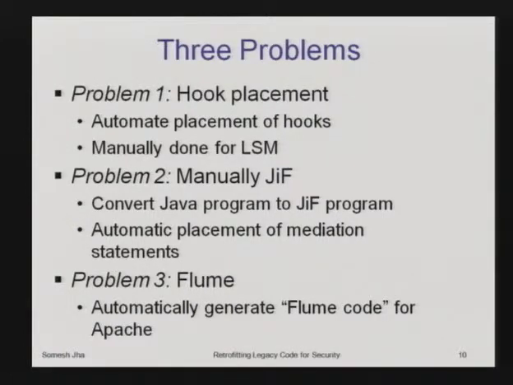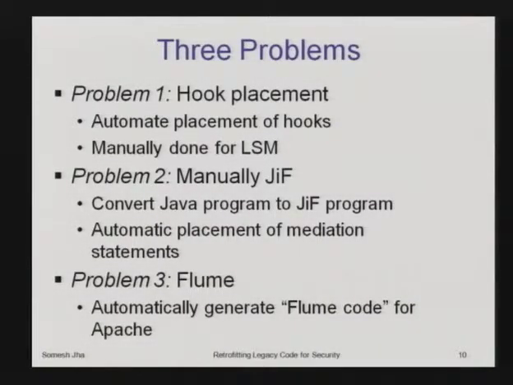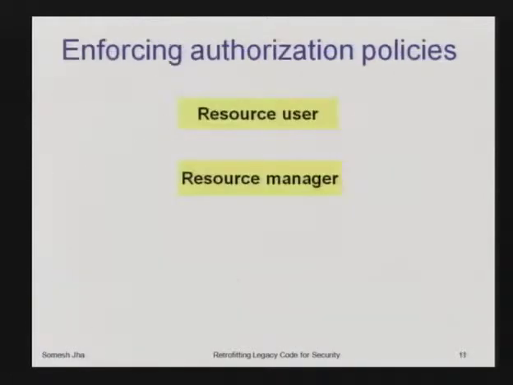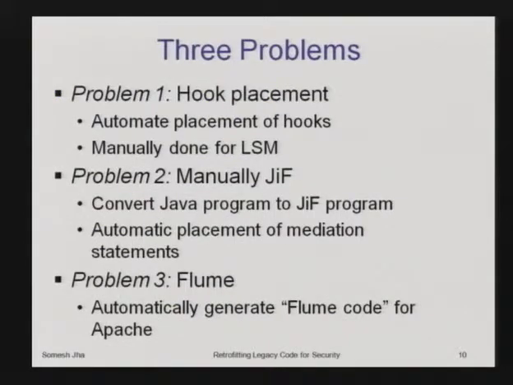The third problem is Flume. Flume is an information flow enabled system developed by Max Krohn, who was at MIT at that time. Think of it as a system like GIF, which has information flow labels, but now you can enforce them at the operating system level. But let's say I take my web server, like Apache, and run it on Flume. Then all the label manipulation code that Flume needs, I have to write manually. And we will show you how to synthesize the code that is required by Flume automatically using some static analysis techniques. Okay? So I'll move on.